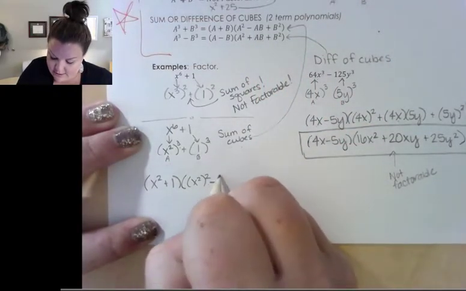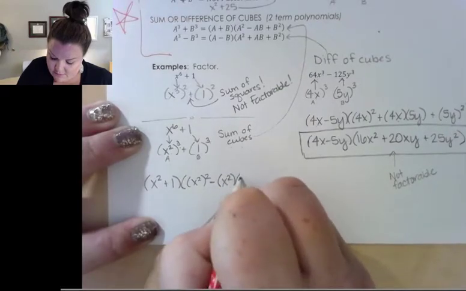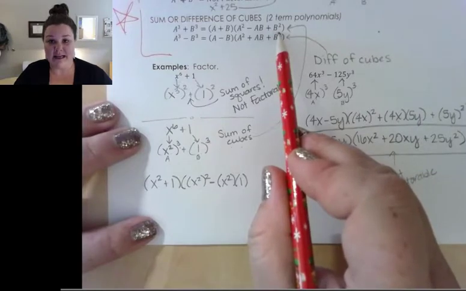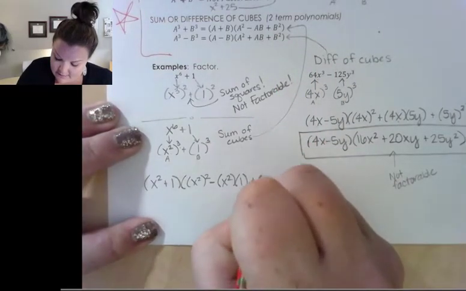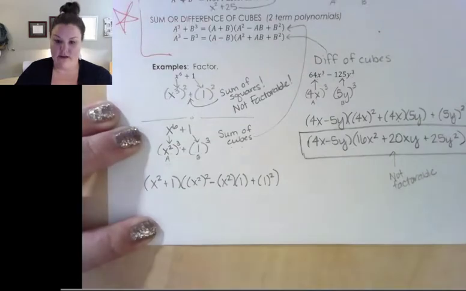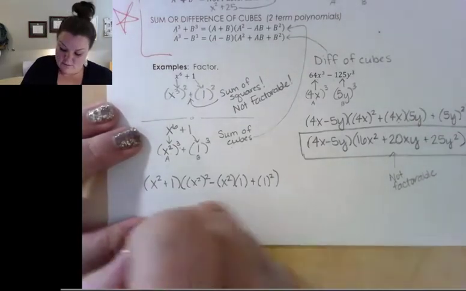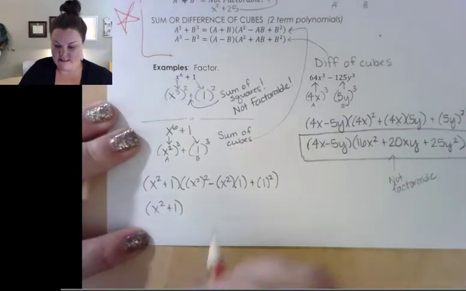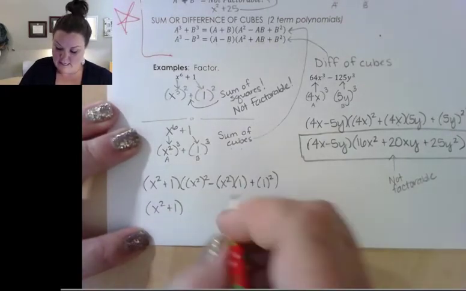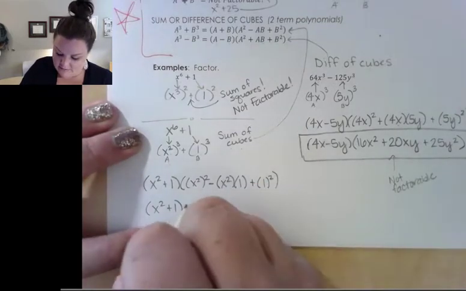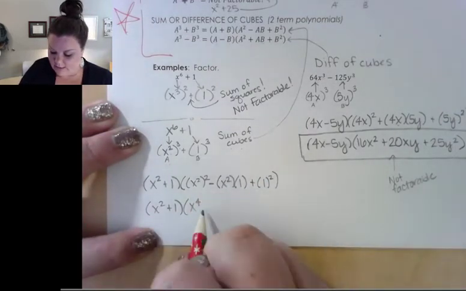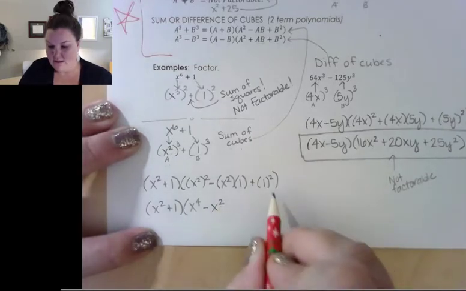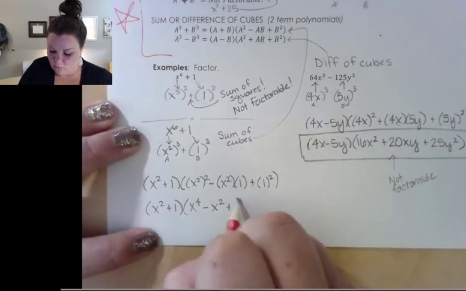So I'm going to subtract my x squared times my 1. And then my last term is to add in my second base squared. So I'm going to add in my 1 squared. Okay? And then I just simplify. So my first quantity is still x squared plus 1. When I simplify this quantity, x squared raised to the second power gives me x to the 4th. Okay? When I simplify my middle term, I just get negative x squared. And my last term becomes positive 1.